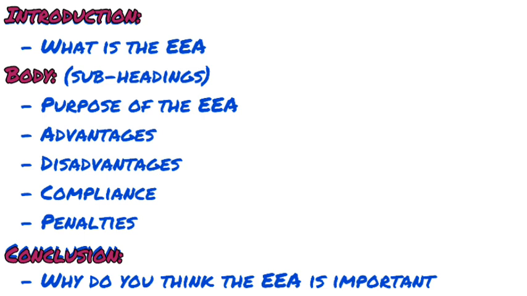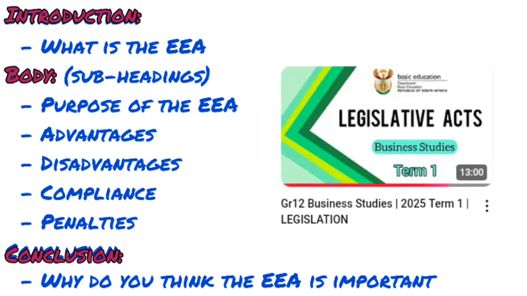Then we get to the body. The body, look at my subheadings. I took all of those bullet points they gave me there and I put them as my subheadings. What I would get for the content of these subheadings is from what we had already discussed in the video that we did on legislative acts. So if you want to know about the purpose of the EEA, go to that video. It will give you at least 5 points.